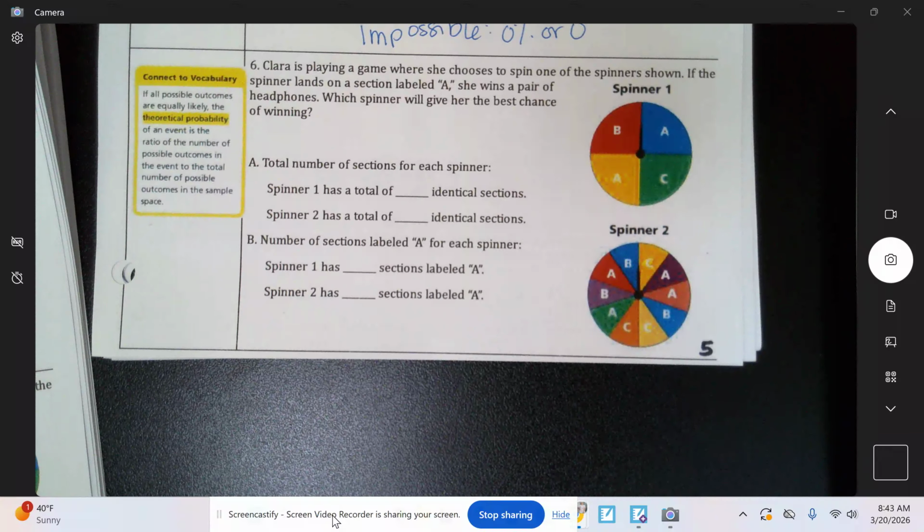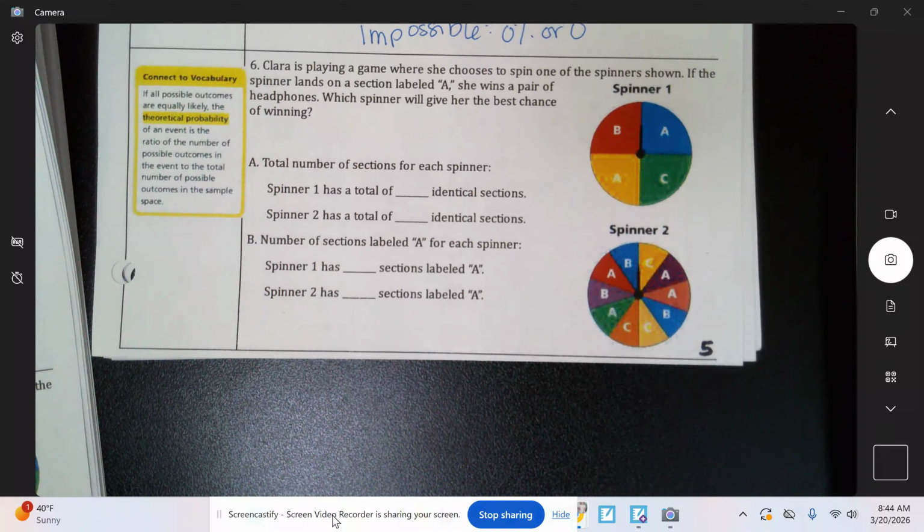Who's going with spinner 2? Alright, why are we saying spinner 2, most of you? It has more chances. More chances of A. But they're bigger on spinner 1. Spinner 1 has more space. Well, they're equal because they both have. Alright, let's see.